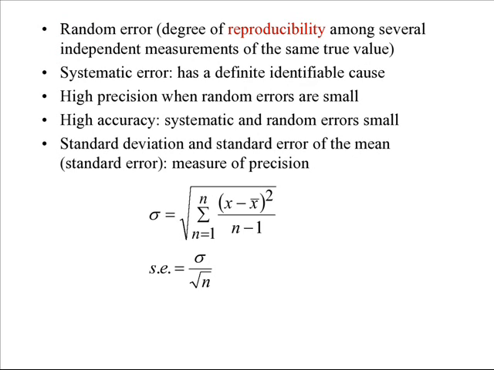Also, you need to understand random error, which is the degree of reproducibility among several independent measures of the same true value. When you have systematic error, it has a definite identifiable cause, which can be something going wrong with an experiment that continues to introduce error. That could be if you have a scale that's not calibrated correctly. Everything could be plus a certain amount or minus a certain amount. There's high precision when the random errors are small, and there's high accuracy when systematic and random errors are small.